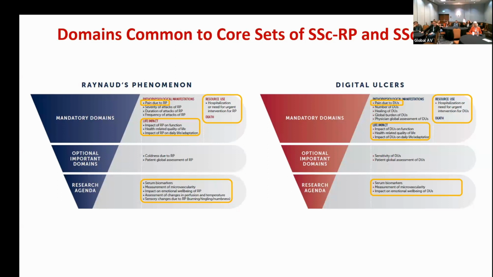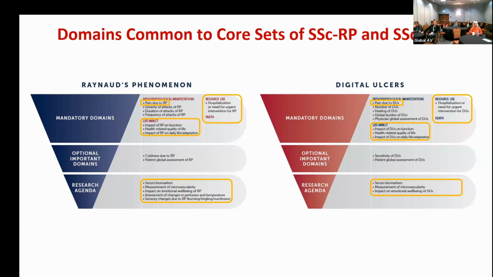So in a clinical trial, I would remind you that you can measure all sorts of things that are not in the core set. If your clinical trial is to measure a particular biomarker and it's in the research agenda, that's fine to go ahead, except you should still measure everything in the mandatory domains. That's the idea.